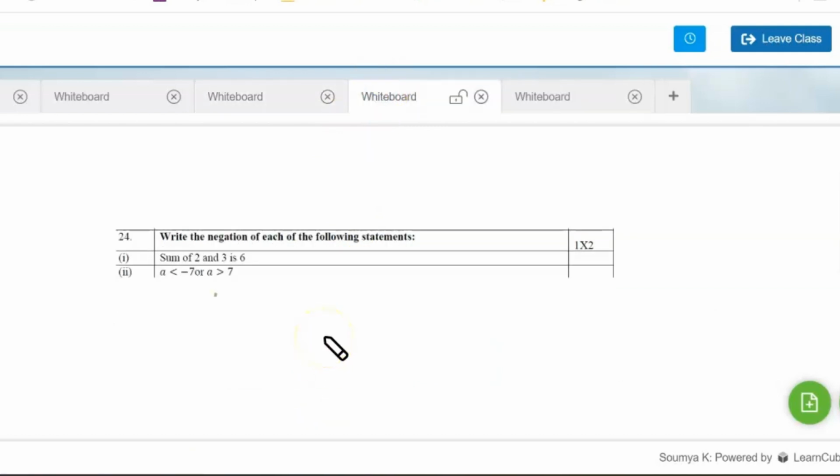It is: write the negation of the following statements. So negation of statements means negate, that means give the opposite of that. So it is sum of 2 and 3 is 6. So the statement will be sum of 2 and 3 is not 6.